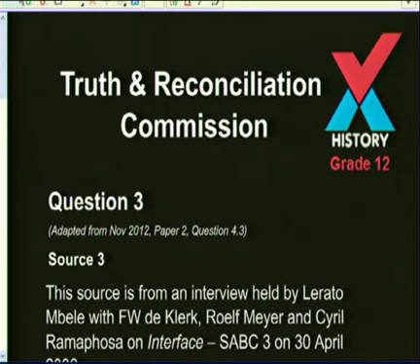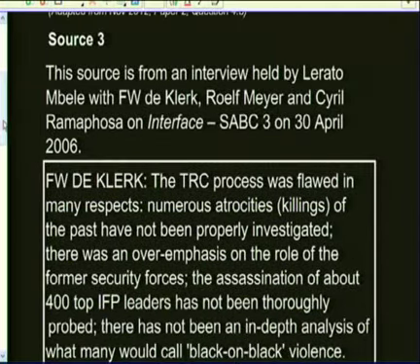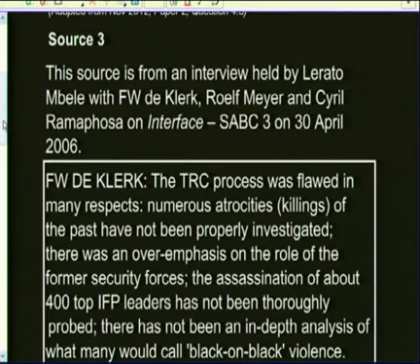Now, let's move on and look at another source. We're still looking at the Truth and Reconciliation Commission. So we're looking at source 3. Again, it's very important to read the caption, remember, in history, and you can also underline, circle, highlight, and all that. This source is from an interview held by Lerato Mbele with F.W. de Klerk. Now, history students, you already know who F.W. de Klerk was. He used to be the president of South Africa before the democratic elections in 1994.